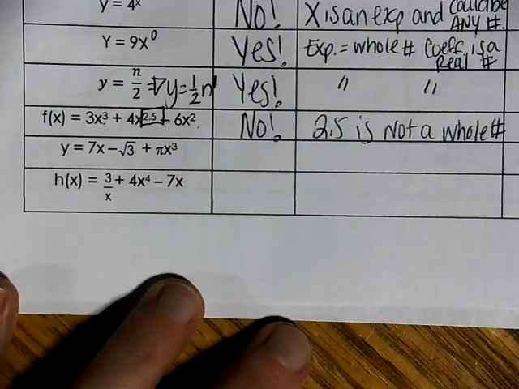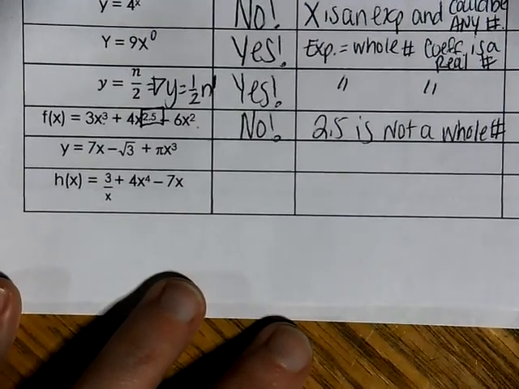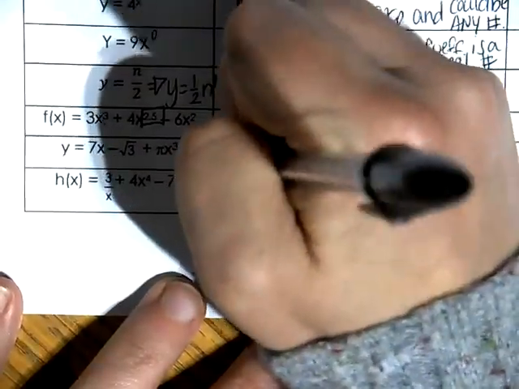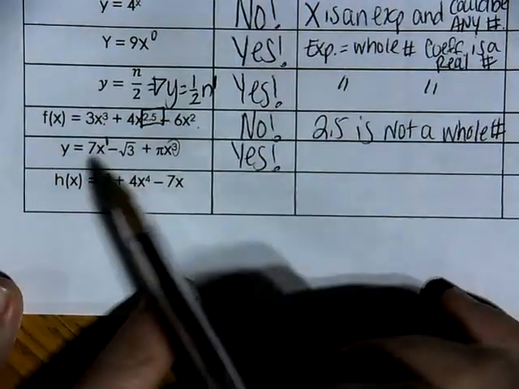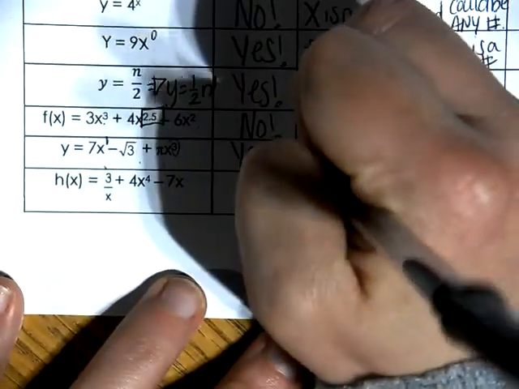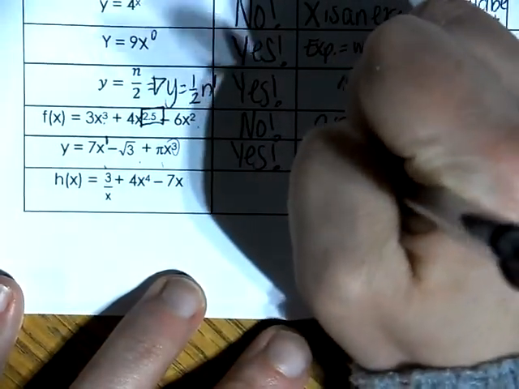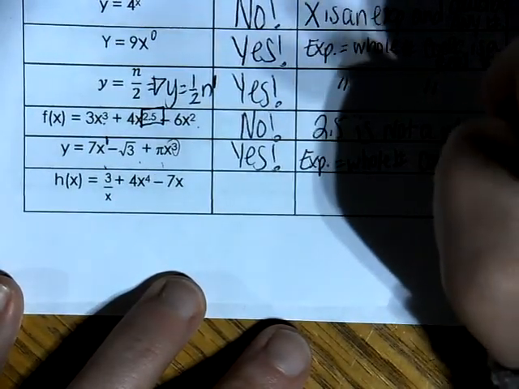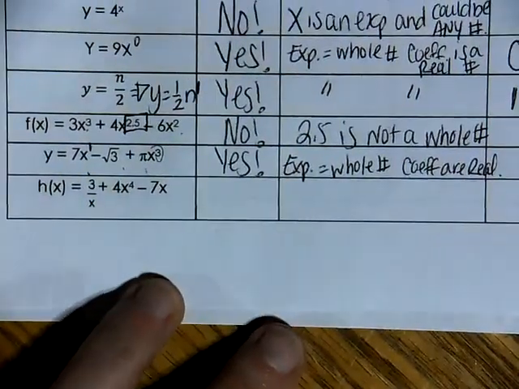Next, we have y is equal to 7x minus the square root of 3 plus pi x cubed. Now, although this equation is very ugly, it's not written in standard form in any way, shape, or form, it is, yes, considered a polynomial function, and that's because the exponents of my variables are 1 and 3. And all of the other numbers, 7, square root of 3, and pi, they're real numbers. So the exponents are whole numbers, and the coefficients are real. There's nothing imaginary about any of those values.